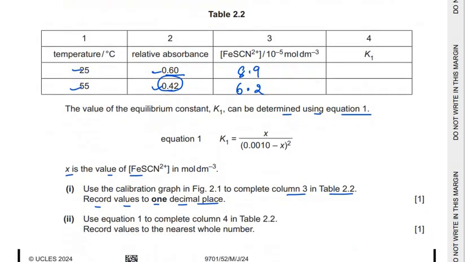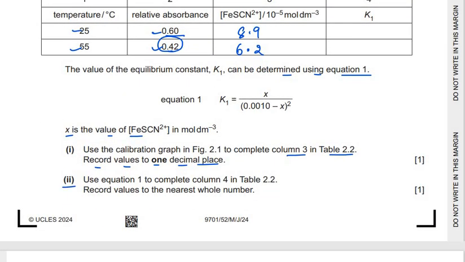And now we have to find the value of K, but let's go ahead and read the question. It says use equation 1 to complete column 4 in table 2.2. Record the values to the nearest whole number. Now here is equation 1. X is the concentration of ferric cyanide, so we can substitute 8.9 upon 0.0010 minus 8.9, squared, and that's how we find the K value. I forgot to add 10 power minus 5 here, and here also, into 10 power minus 5. That's how we calculate.